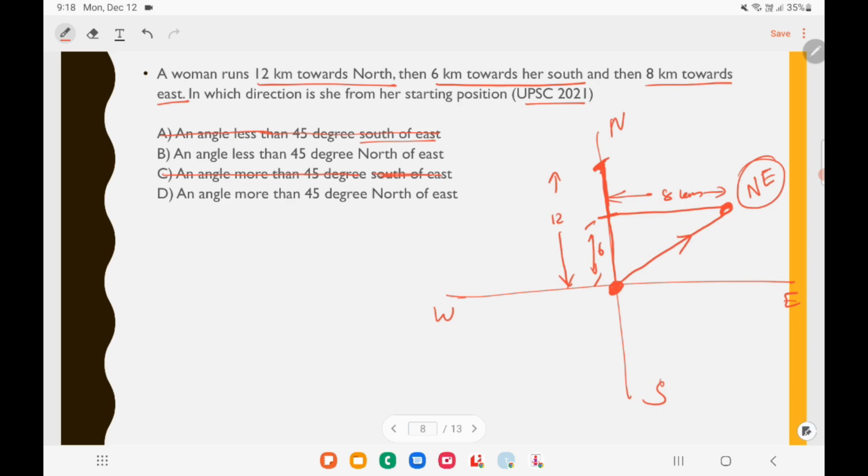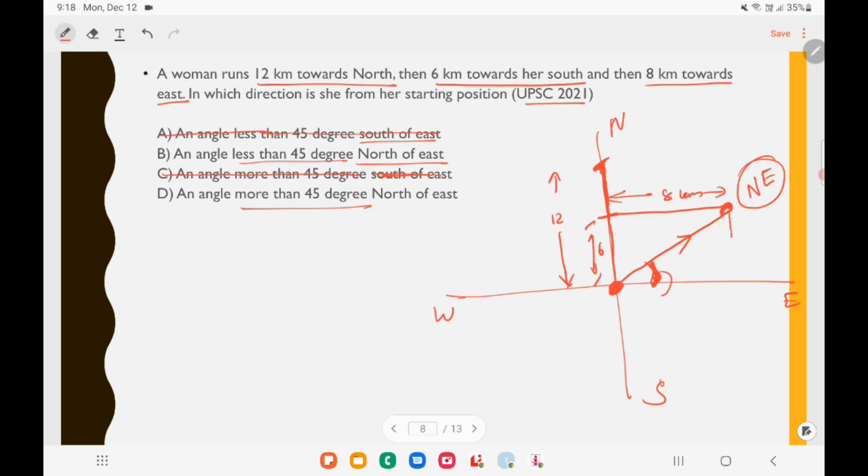And the thing you need to understand here is that in these options, which angle you need to find out? It is the angle north of east. So from east, how much angle is she? So they are asking this angle. Okay, north of east means this angle. They are asking this angle. So we need to find whether this angle is less than 45 degrees or more than 45 degrees.